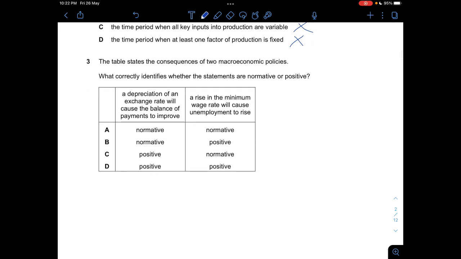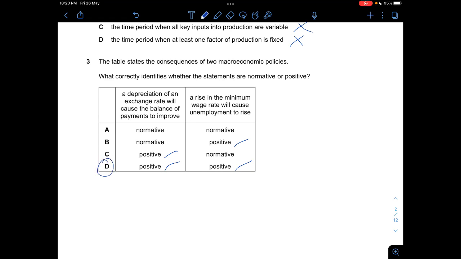And then for question 3, it says the table states the consequences of two macroeconomic policies, and which correctly identifies whether the statements are normative or positive. So A, for the left statement, it says a depreciation of an exchange rate will cause the balance of payments to improve. This statement can be tested. It is factual, so it is a positive statement. And for the statement on the right side, it says a rise in the minimum wage rate will cause unemployment to rise. It could be tested, so it's also a positive statement, so the answer is D.